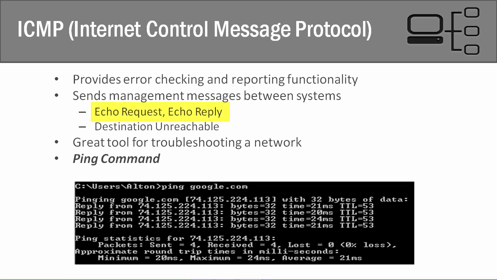And we call this an echo request and an echo reply. So you're going to be sending the echo request, and if they can communicate back, they're going to send an echo reply. If for some reason they can't communicate back, they're going to send a destination unreachable.